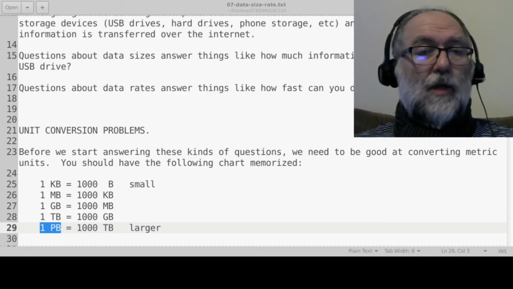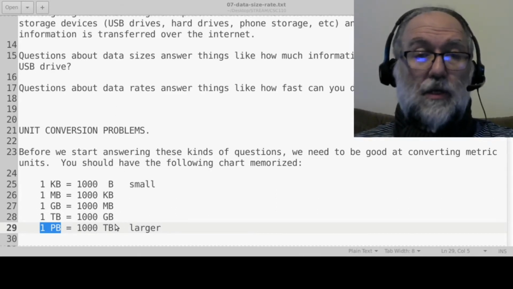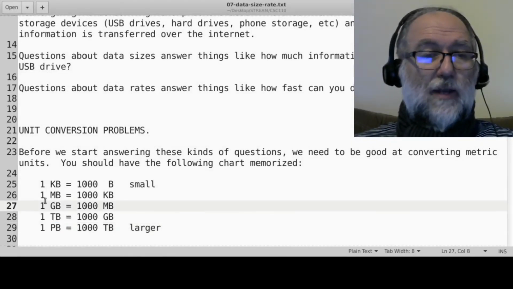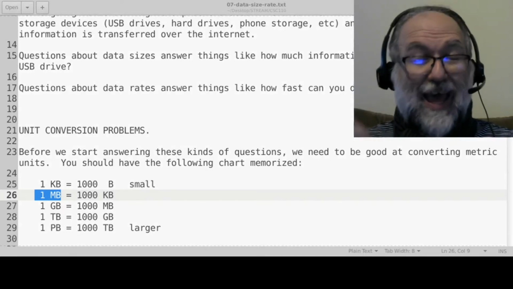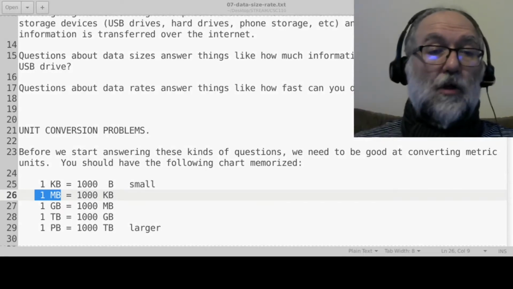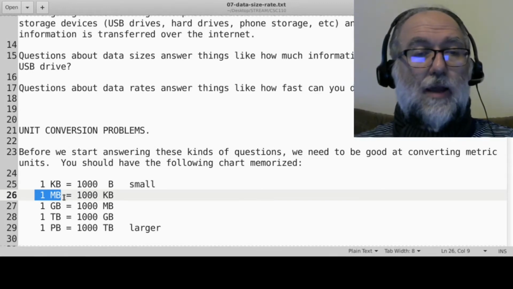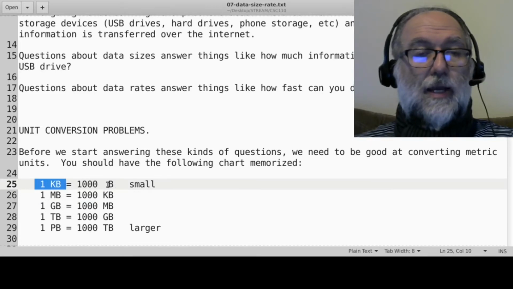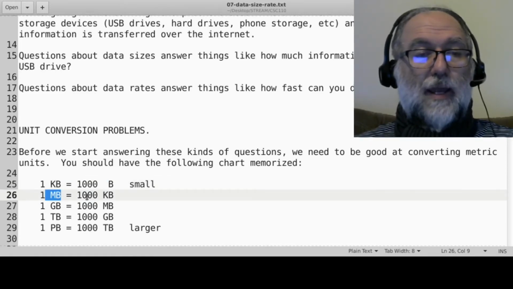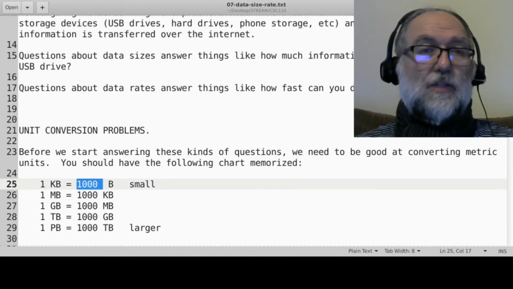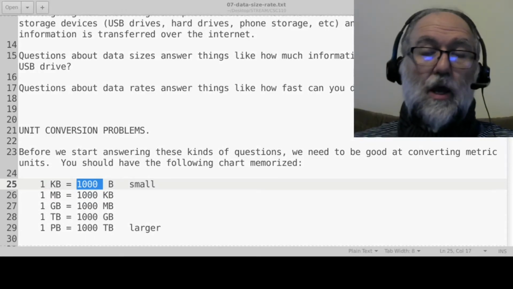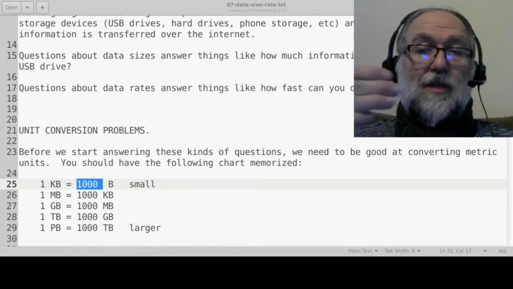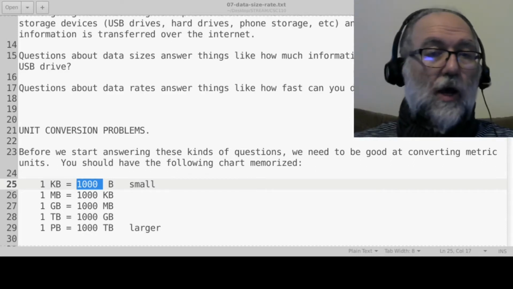So just notice that every time you go up to the next unit, you go up by a factor of 1,000. So another way to think about this is, if you've got a megabyte, think of it as 1,000 kilobytes. But we could actually go down one more level and say, if a megabyte is 1,000 kilobytes and a kilobyte is 1,000 bytes, then a megabyte is 1,000 times 1,000, or 1,000,000 bytes. If you go down 2 levels, it's just 1,000 times 1,000. If you go down 3 levels, it'd be 1,000 times 1,000 times 1,000.